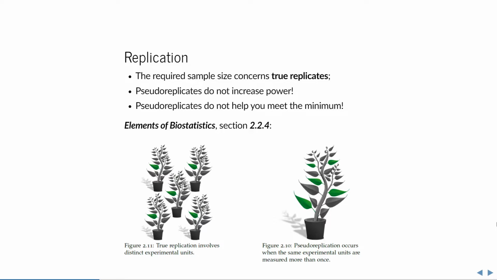True replication is when you have distinct experimental units, so it could be 5 different plants or 5 different patients, etc. But in some study designs you want to repeatedly measure something, like before and after, and that's fine, but it doesn't increase your sample size because those measurements are not independent. So it's always important that you think about how many true replicates there are in your study.